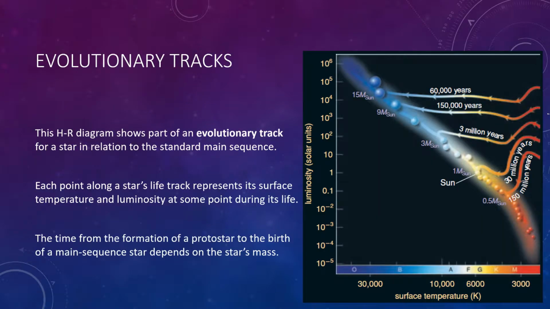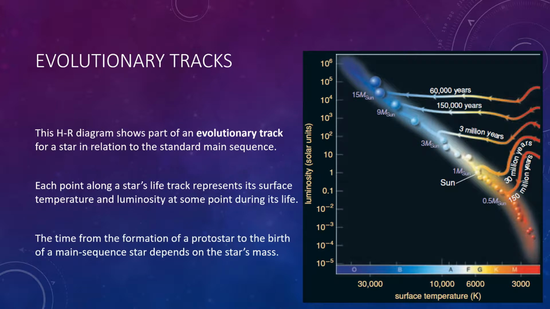We can summarize the transitions that occur during star birth with a special type of HR diagram. Instead of showing the luminosities and surface temperatures for many different stars, as in a standard HR diagram, this special HR diagram shows part of an evolutionary track for a single star in relation to the standard main sequence. And if you remember, the main sequence is the band of stars from the top left to the bottom right of the HR diagram.